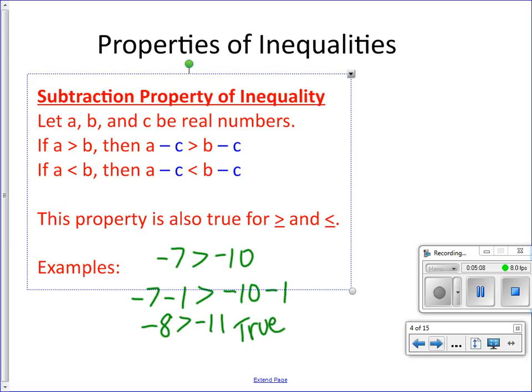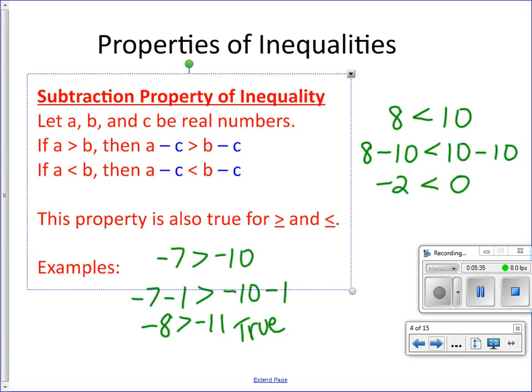All right. The same is true if we have a less than. So I'll just take 8 is less than 10. Suppose we subtract 10 from each side. If I take 8 minus 10 is less than 10 minus 10. 8 minus 10 is negative 2. 10 minus 10 is 0, and we still have a true statement.